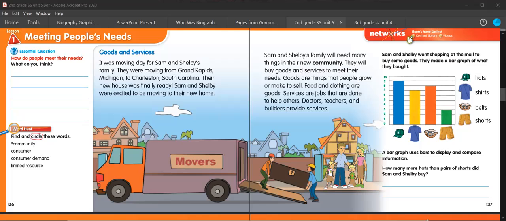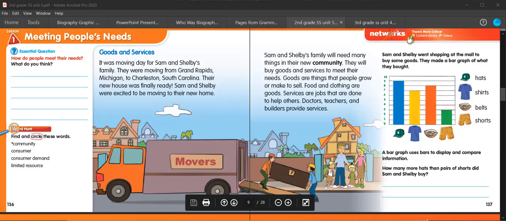The second quick check question says, where will Sam and Shelby get the things that they need? We can see right on page 137 that they will need many things in their new community. So they're going to buy goods and services from places in their community. Now we have a bar graph on the right side. It says Sam and Shelby went shopping at the mall to buy some goods. They made a bar graph of what they bought. So let's take a look at this bar graph.